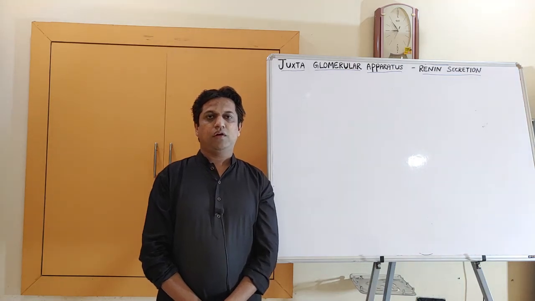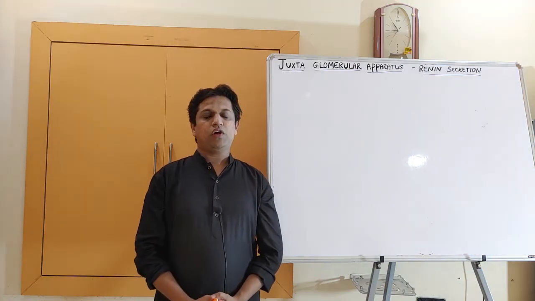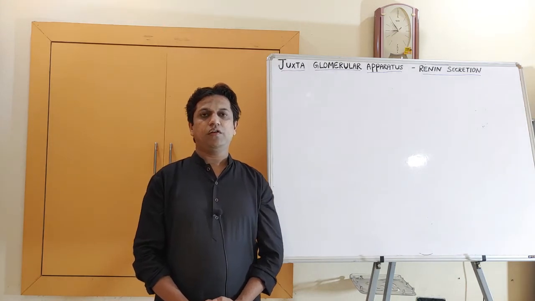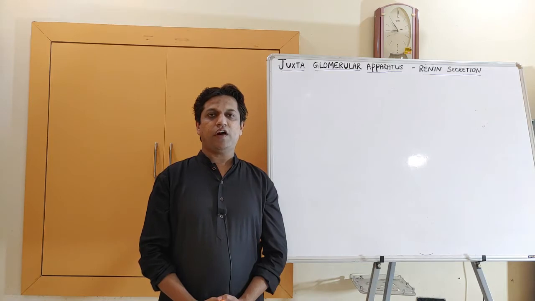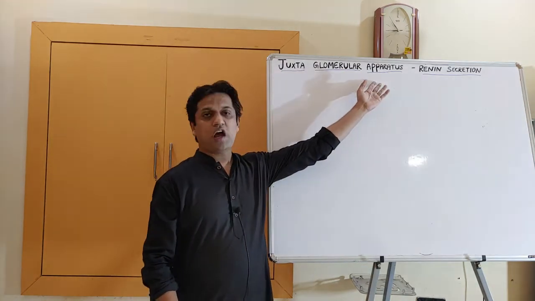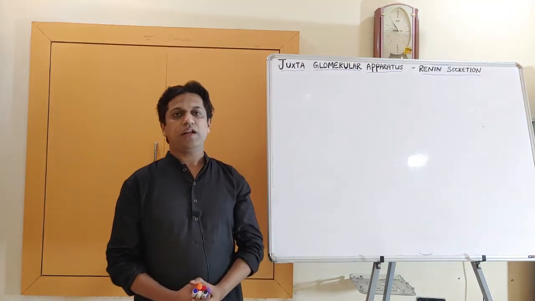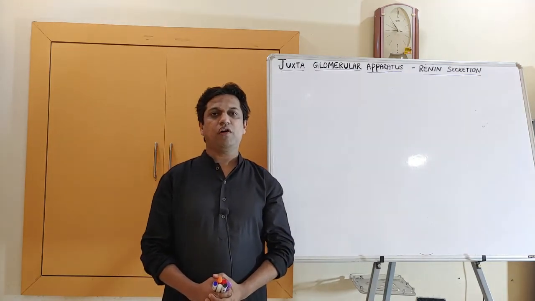Hello friends. Today we'll discuss one of the competencies in the subject physiology, 7.2. Describe the structure and function of juxtaglomerular apparatus and the role of the renin angiotensin aldosterone mechanism.